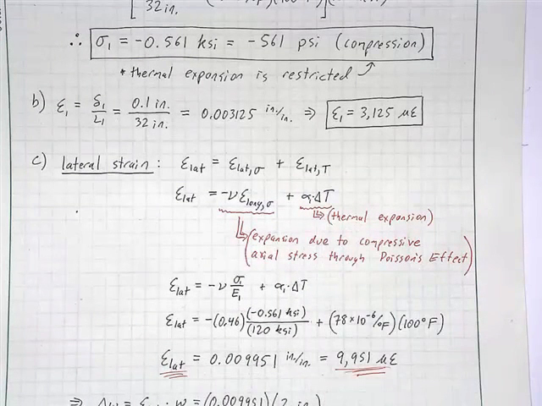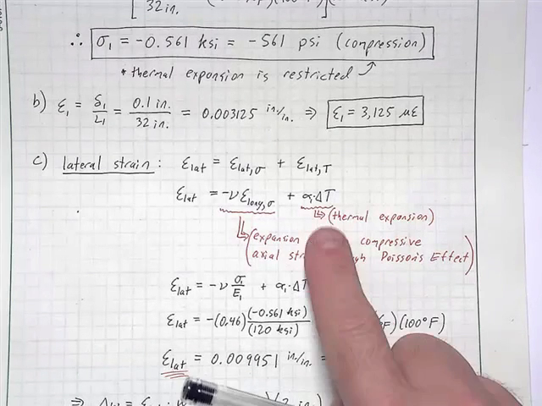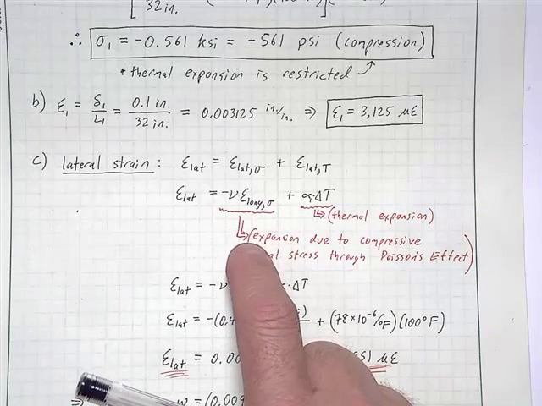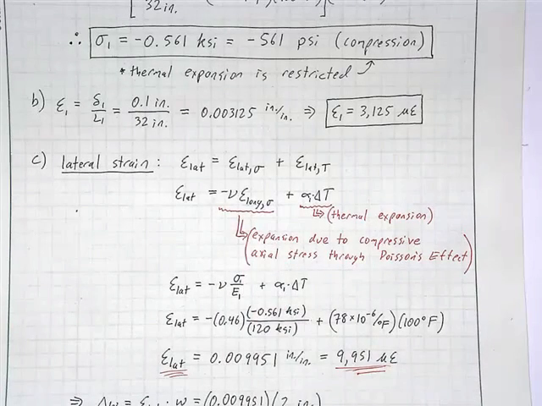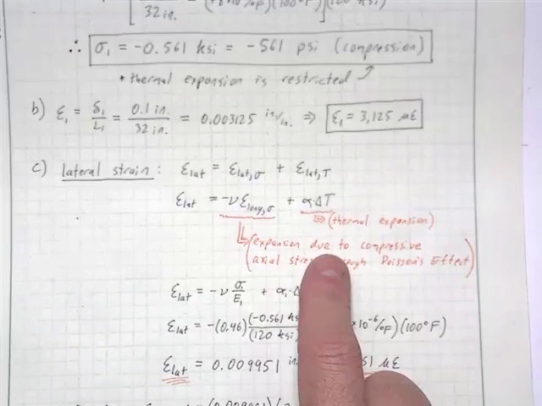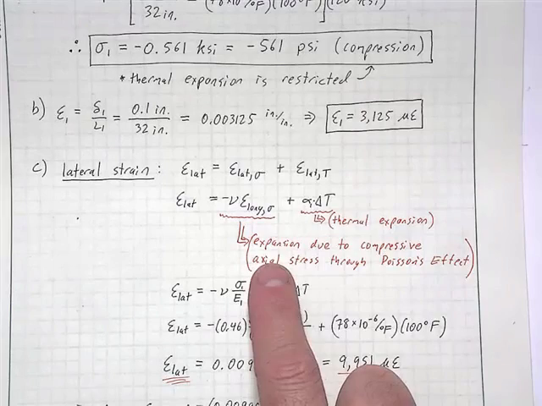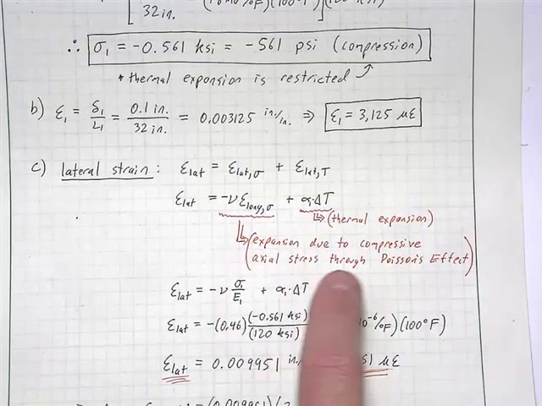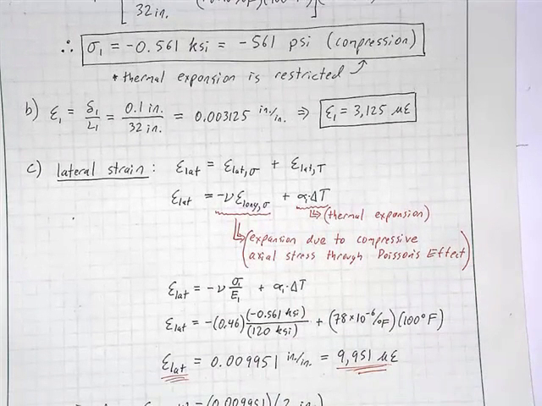The material, how it expands in response to temperature changes, doesn't care what direction you're looking at. It's going to expand in all directions the same for thermal effects. For internal force and the stress effects, that's not true. If it's being compressed, which we have here, we found a compression, it's also at the same time going to expand in the lateral directions. So we have a thermal expansion from an increase in temperature, and we have an expansion due to the compressive axial stress through Poisson's effect.